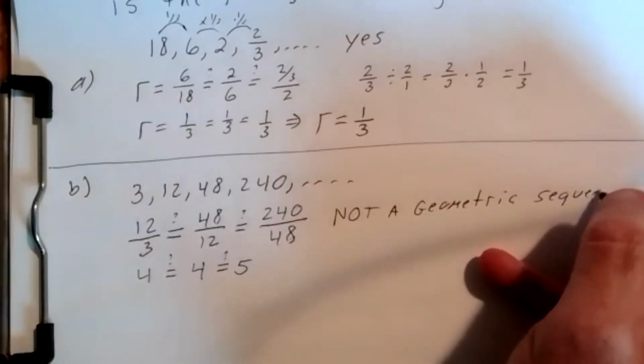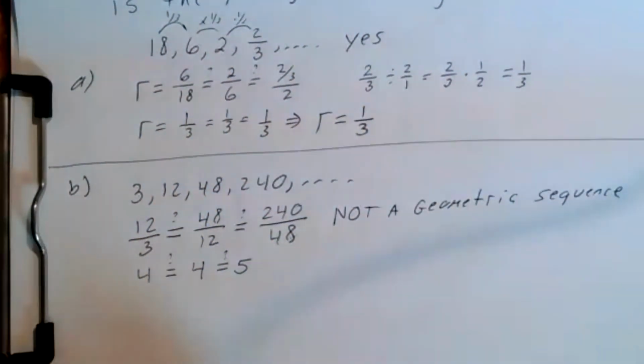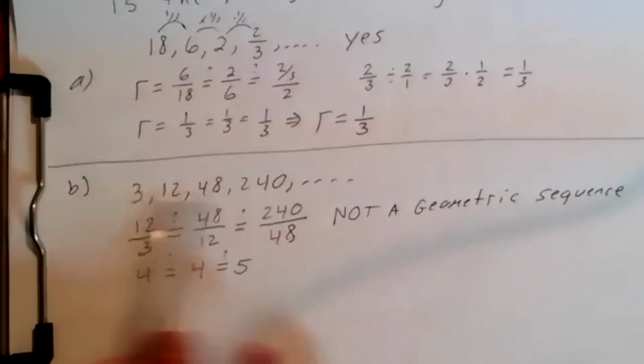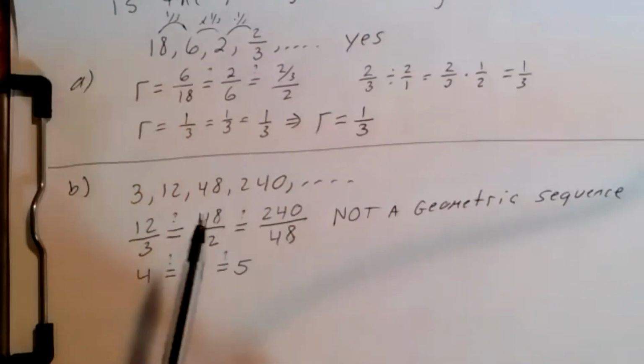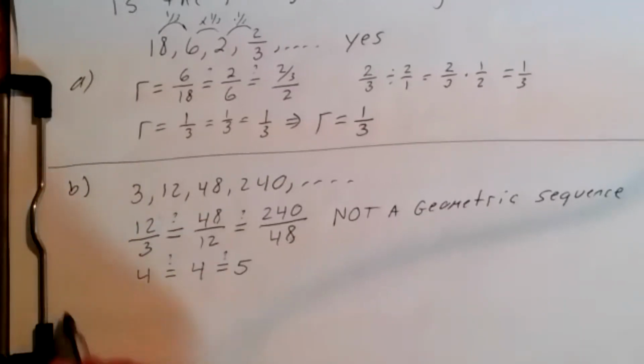Any questions about what a sequence has to be if it's to be geometric? It has to have a common ratio. If it doesn't, it's not a geometric sequence. This is not geometric because this ratio is not equal to all the other predecessors. All right.